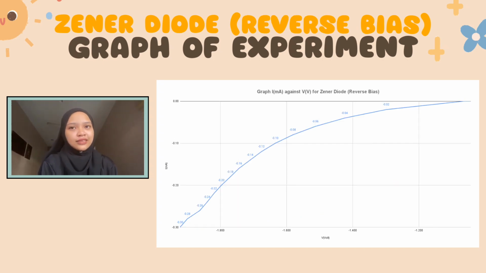This graph is slightly different from the previous graph because it is reverse bias for the Zener diode. The data that we obtained shows that the current is inversely proportional to the voltage.